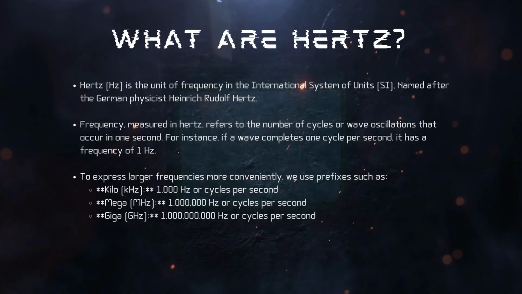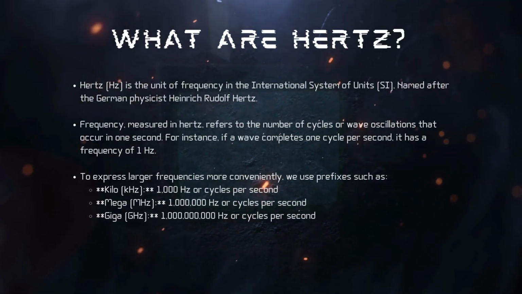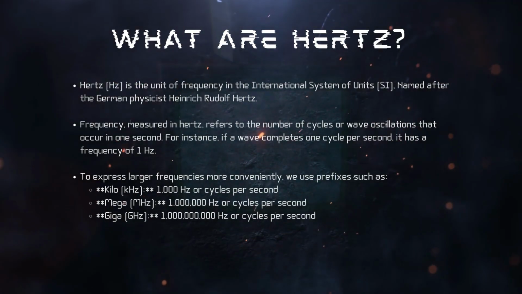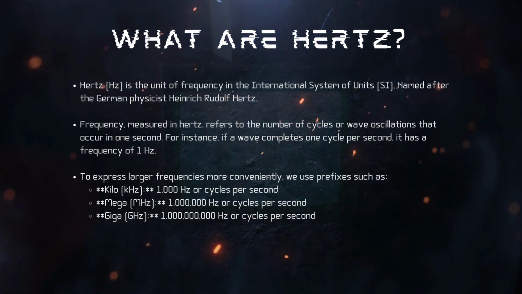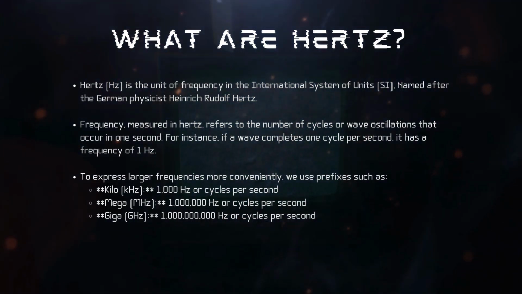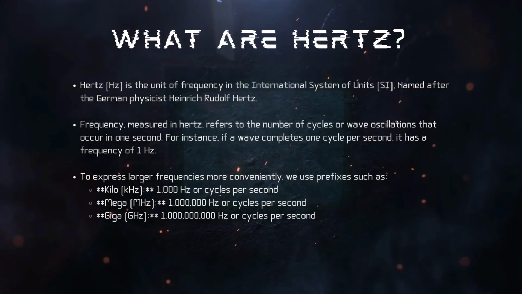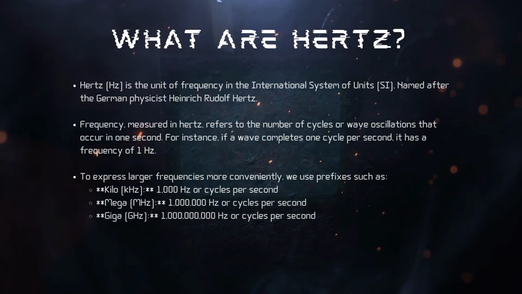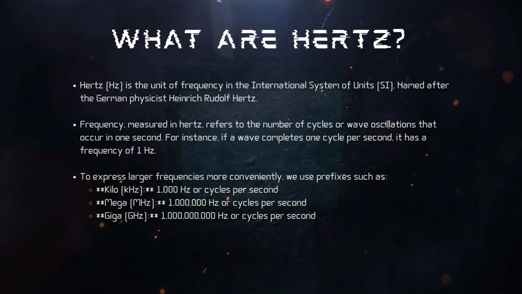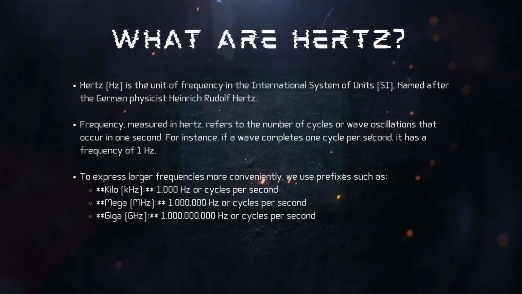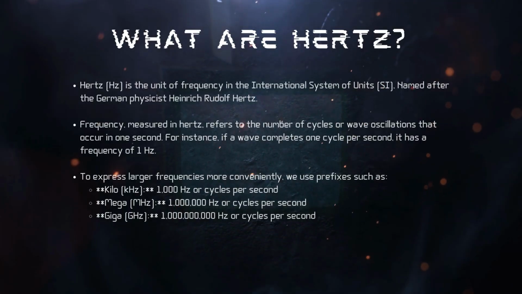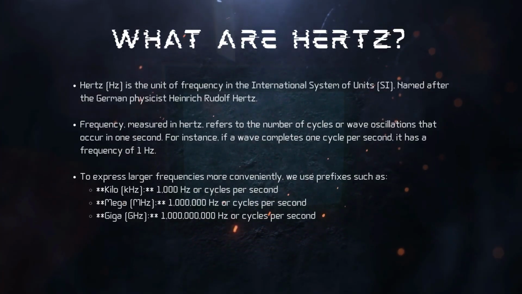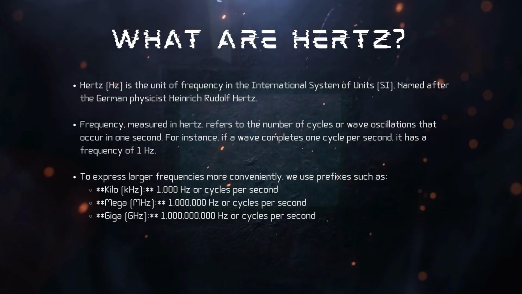So, what are hertz? Well, hertz is the unit of frequency in the International System of Units. They're named after a German physicist, Heinrich Rudolf Hertz. Frequency, measured in hertz, refers to the number of cycles or wave oscillations that occur in 1 second. For instance, if a wave completes 1 cycle per second, it has a frequency of 1 hertz. To express larger frequencies more conveniently, we use prefixes such as kilo, mega, and giga, which are 1,000, 1 million, or 1 billion hertz for cycles per second, respectively.